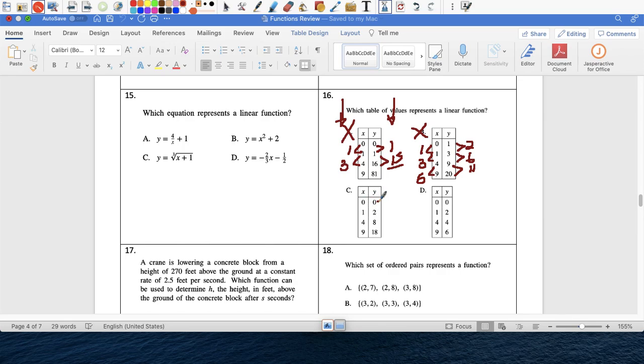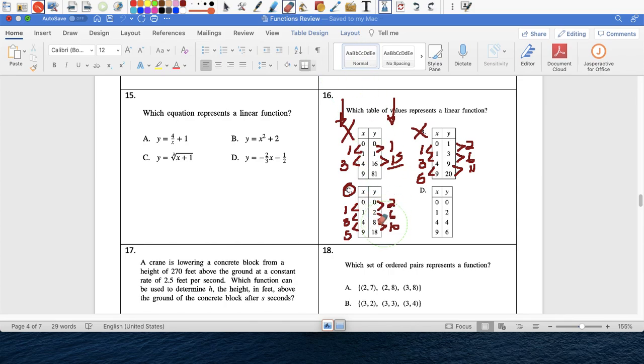Look at this one. From 0 to 2 is 2. From 2 to 8 is 6. From 8 to 18 is 10. Okay. X values 1, 3, and 5. 2 divided by 1 is 2, good. 6 divided by 3 is 2, good. And 10 divided by 5 is 2. So this one works, because all our rates of change are the same.